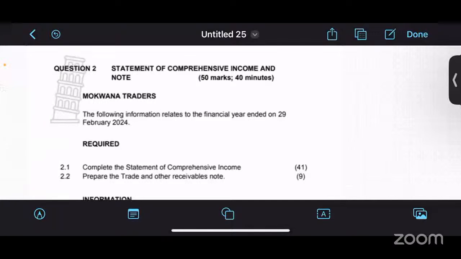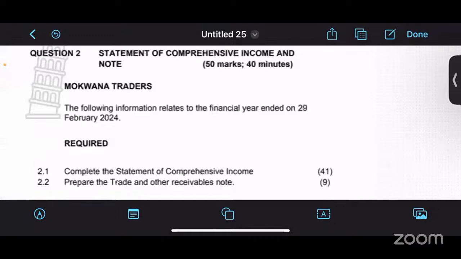Okay, cool. So this is question 2, which says statement of comprehensive income and note. We're obviously not going to be looking at the statement of comprehensive income, but in case you want us to do it, we can always do it next time. And you can always challenge yourself to complete these questions that we're not doing, but I'm sending to you, so you can check how far you can go with the question. And here we have Mokwana Traders. The following information relates to the financial year ended on 29 February 2024.